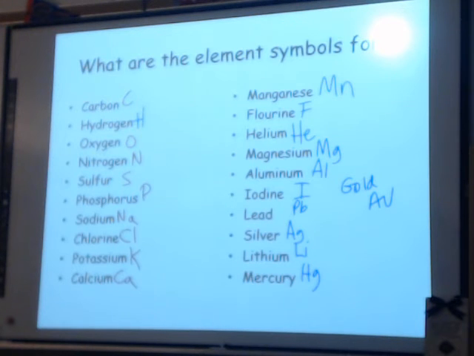Okay, so those are the elements, the symbols for the elements, and these are things, especially on the left side, that are definitely found in the body. Some of them on the right side are found more in air, or in things we absorb or take in.